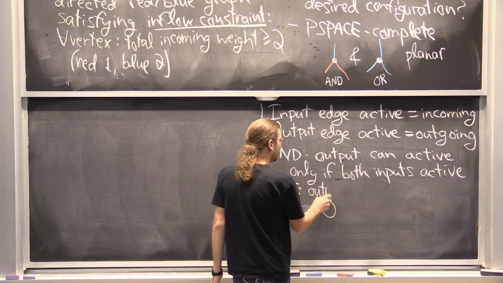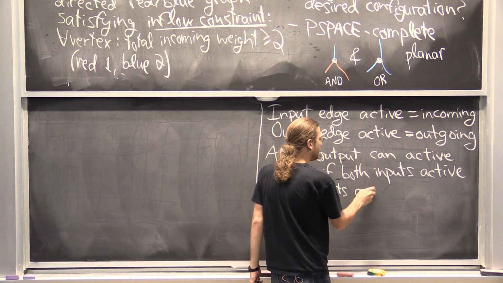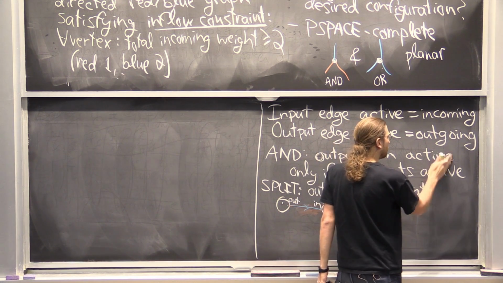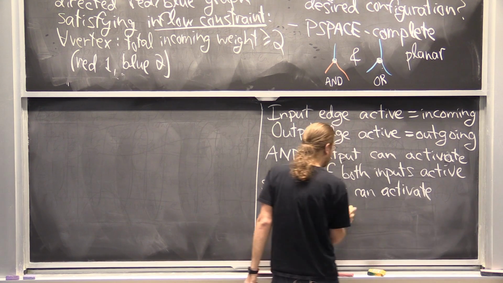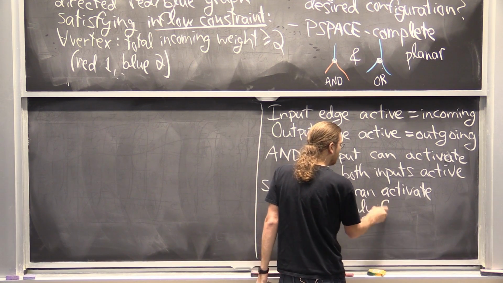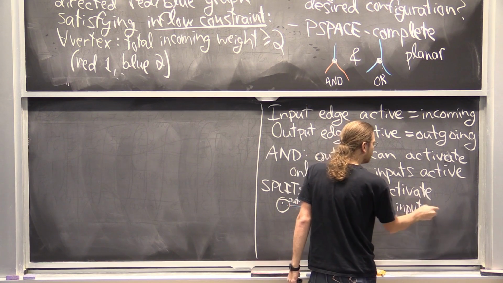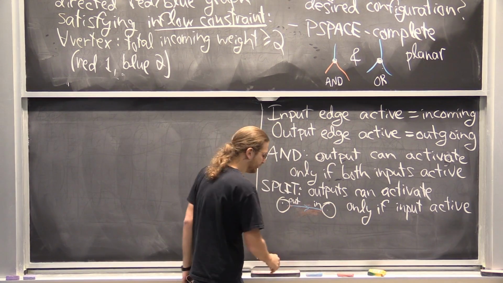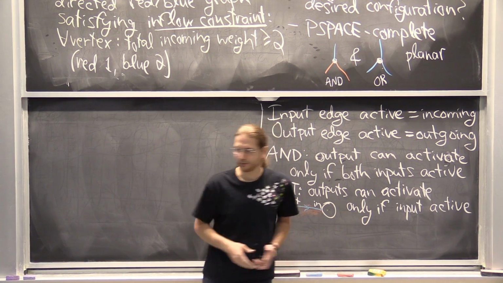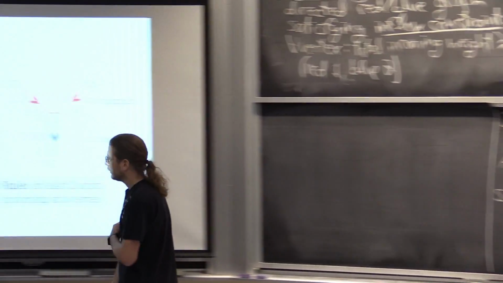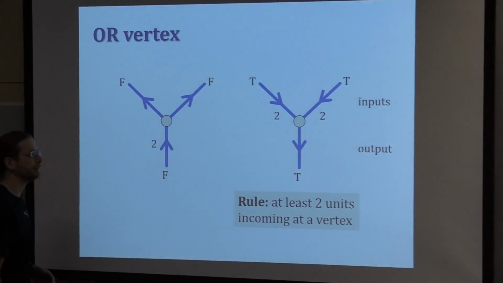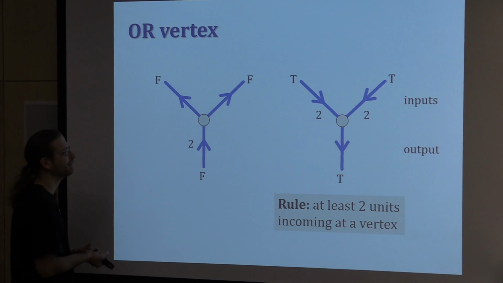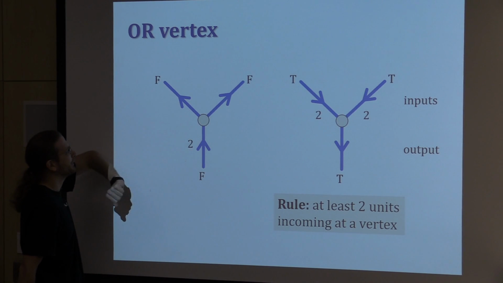The outputs can activate only if the input is active. And really I should be saying if and only if, but I'm being a little concise here. Okay, so that's a split vertex, and then the other vertex type is an OR. So this is really the second vertex type out of 3, or the third out of 3, whatever.